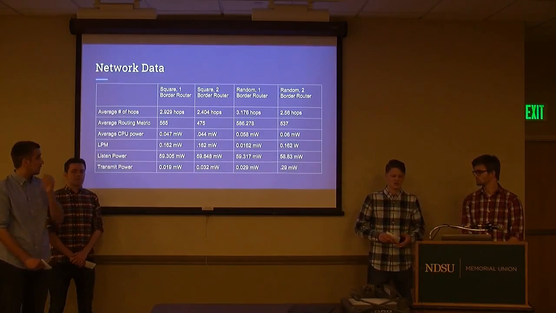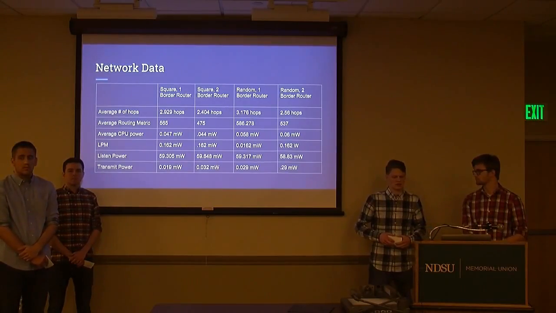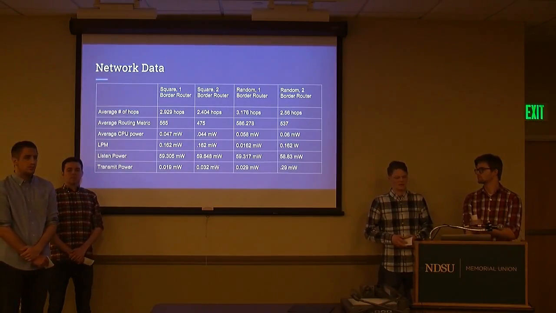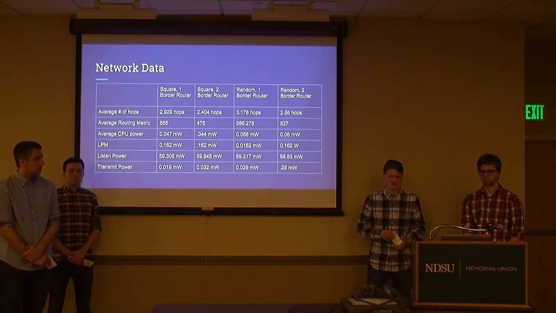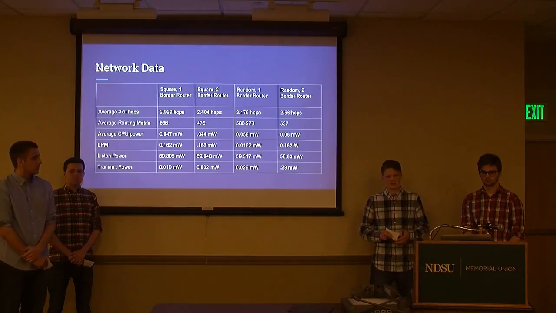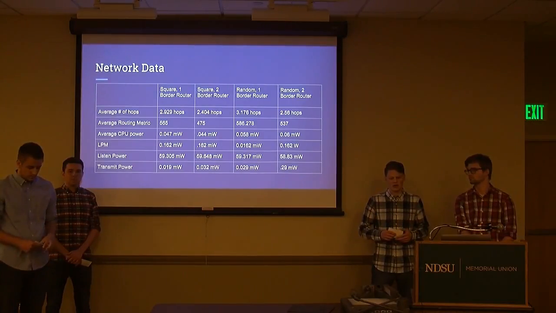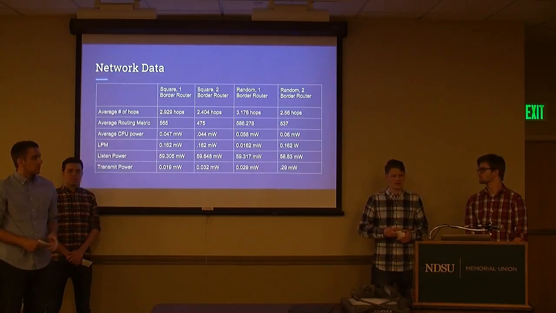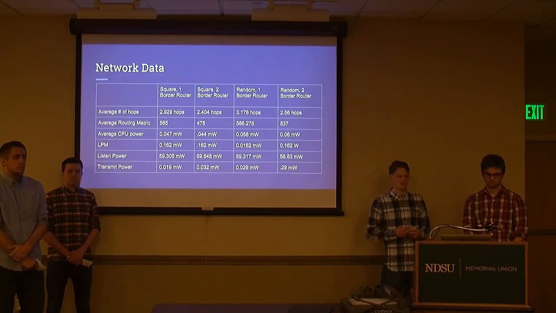When we compare that to the random layouts, we actually see the random layouts are a bit higher than the square layouts. This is likely due to the fact that they're less efficient, and there are some nodes that are much closer together and others far away, and so they will likely have to transmit through more nodes to get to the border router.